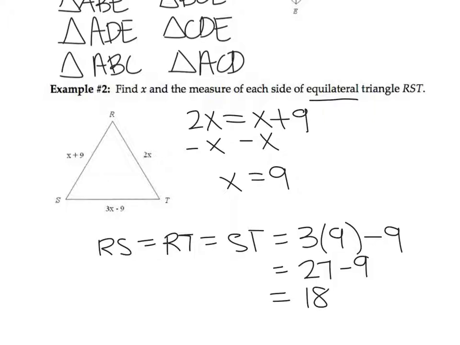And if I were to plug in 9 for side RT, 2 times 9 is 18. And if I plug it in for SR, 9 plus 9 is also 18. So plugging it in for any side gives us 18 for all three side lengths.